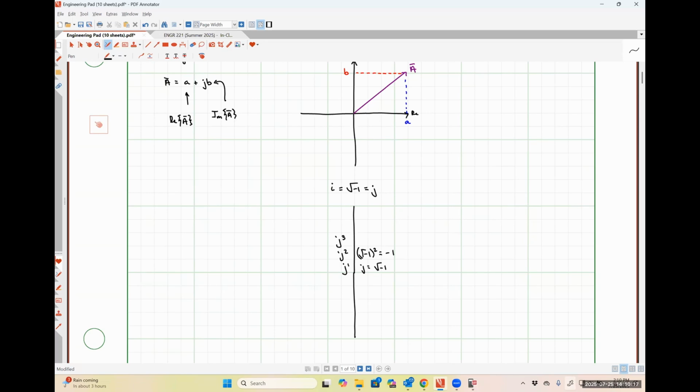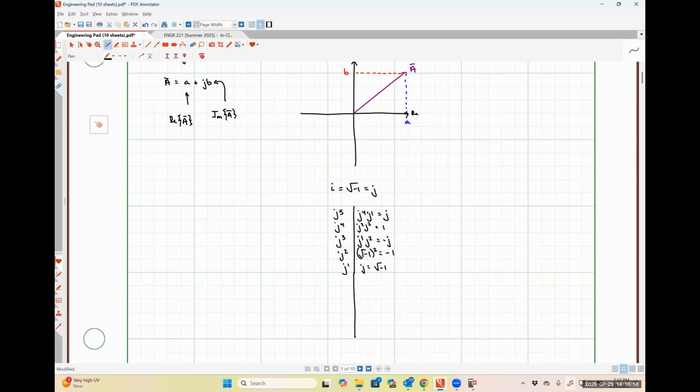J to the third power is just j to the 1 times j to the 2, so that's going to be the same thing as negative the square root of -1, or negative j. J to the fourth power is j squared times j squared, or -1 times -1, which is +1. And then j to the fifth is j to the fourth times j to the 1, which is the same thing as j. So we can see that it's just going to cycle over and over again.